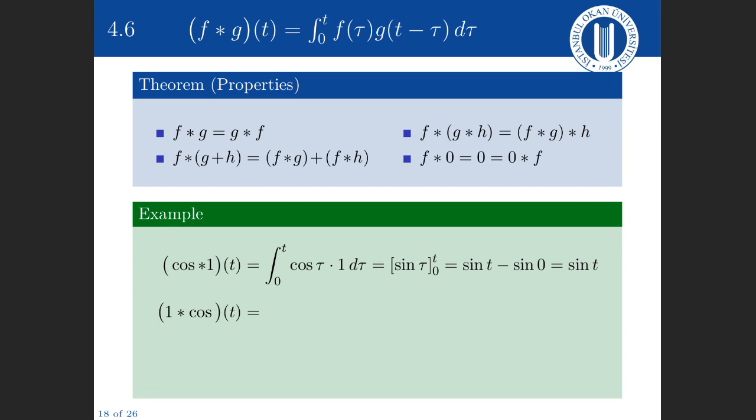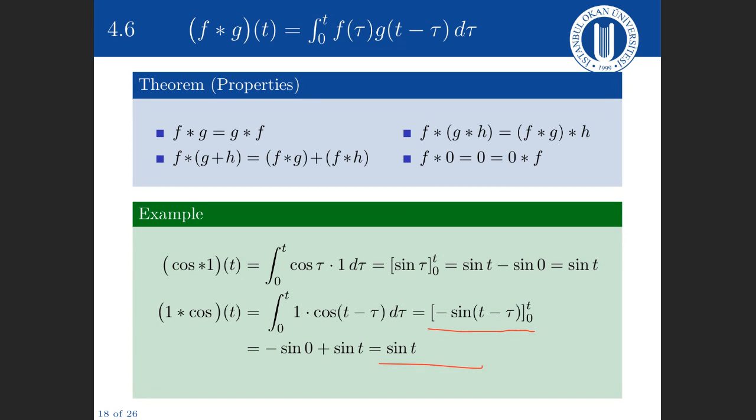Then I want to calculate 1 convoluted with cos. The theorem says this should be the same, but let's do the calculation. Now we have the integral from 0 to t of the function 1 multiplied by cos t minus tau. Calculate this integral, we get minus sine of t minus tau between 0 and t. And when we evaluate this, again, we get sine t, as we should.